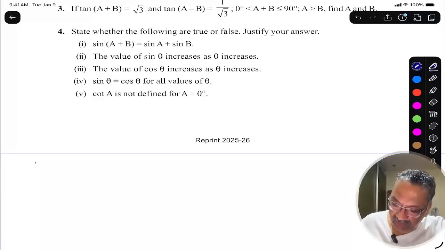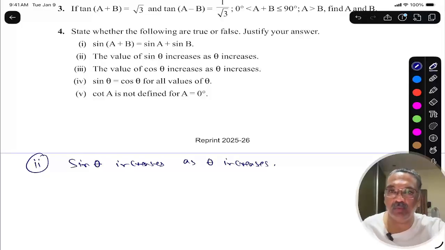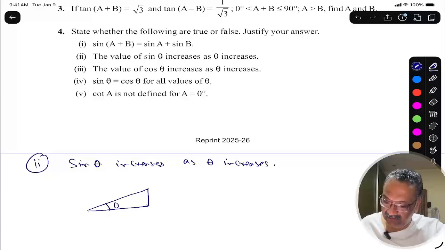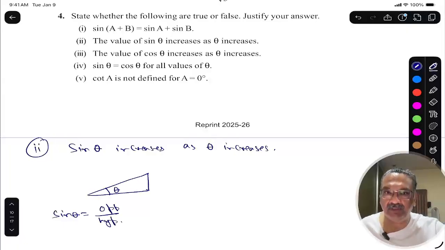Second one, the value of sin theta increases as theta increases. This is true. Okay, how? Just simple. What is sin 30? See, this is theta. Okay, what is sin theta? Sin theta is equal to opposite by hypotenuse, right? What happens once theta increases?